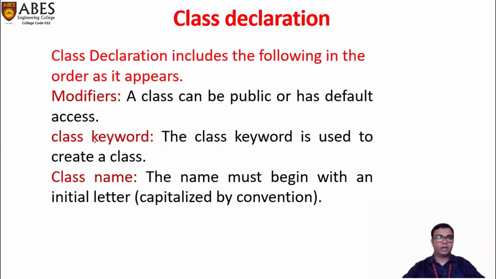So what are the different declarations we have? First, we have to declare the modifier. Means a class can be public or have the default access. Second, we have the class keyword that is used to create a class. Third, we have the class name. It must begin with an initial capital letter. By convention, the class name should have a first capital letter.